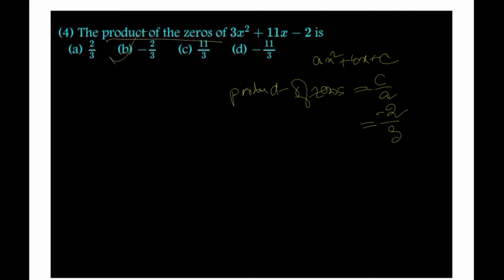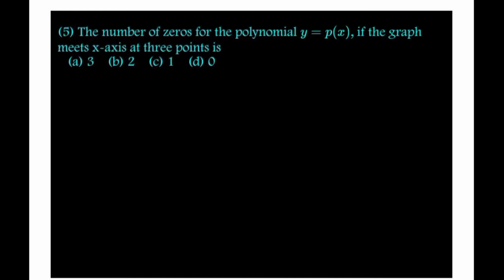So that's all for this question. Let's move on to the next question. The number of zeros for the polynomial y is equal to p of x if the graph meets the x-axis at 3 points. The number of zeros of a polynomial actually depends on the number of times the graph meets the x-axis.